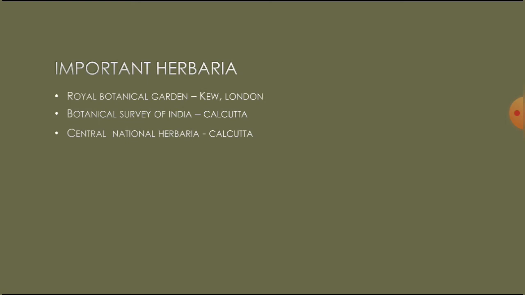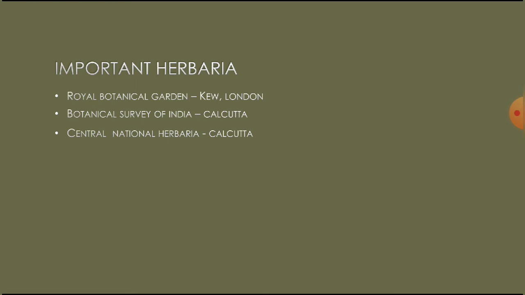Then Holmgren in 1981 published Index Herbariorum, in which we can see the details of different herbaria. We can also see the herbaria of all these plant species. The Missouri Botanical Garden, present in St. Louis of US, publishes a monthly newsletter giving the details of the herbaria of various plant species present across the world.